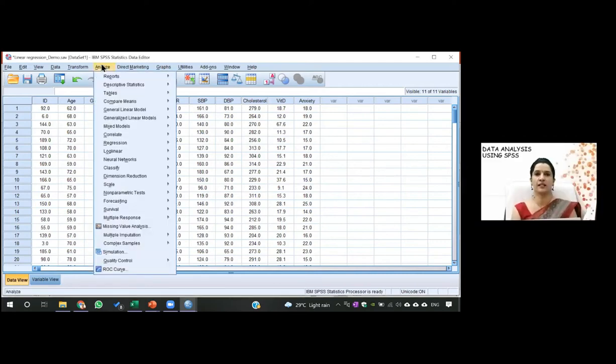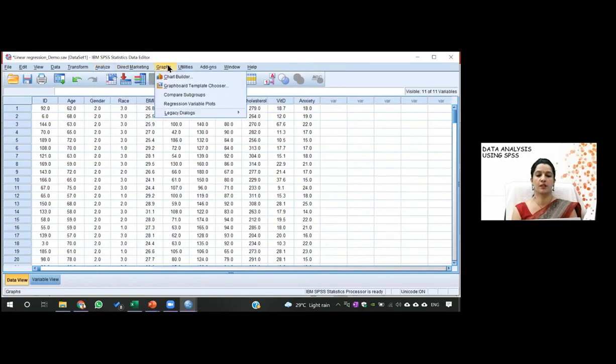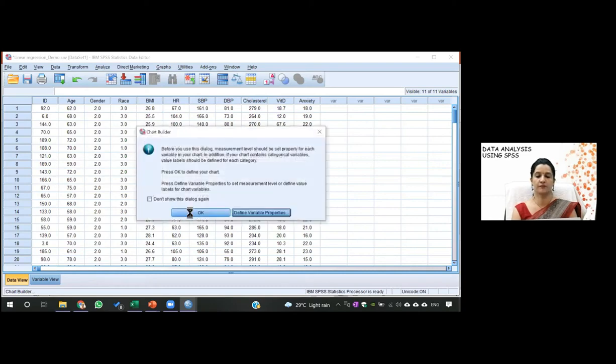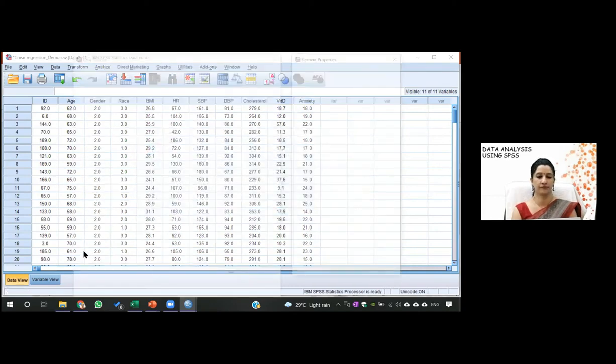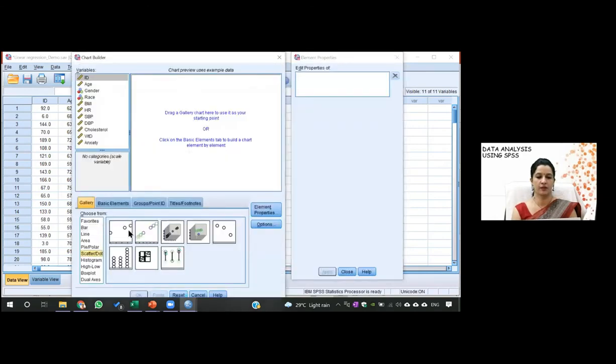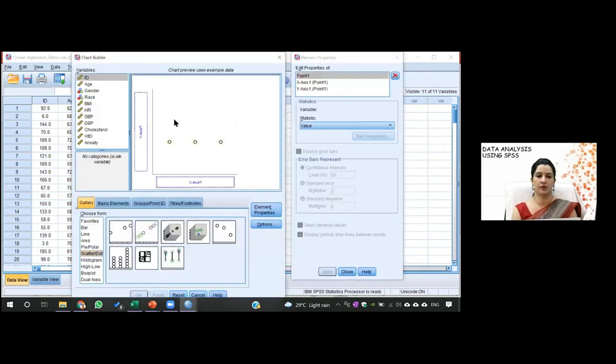So in the assumptions I told you that once we put a command, then only we can test all those 4 assumptions. I will tell you one by one regarding all these assumptions. First we'll go to the graph, because we know that we have to check for the linearity. I'll go to the chart builder, click the scatter plot, select this, double click. Here there are 2 variables, the BMI and the cholesterol. BMI will be on the x-axis and cholesterol will be on the y-axis. And then you can click OK.